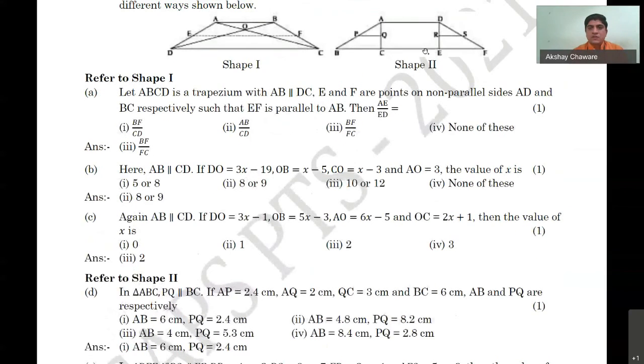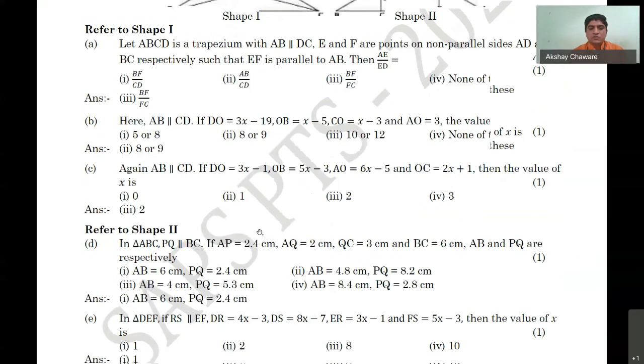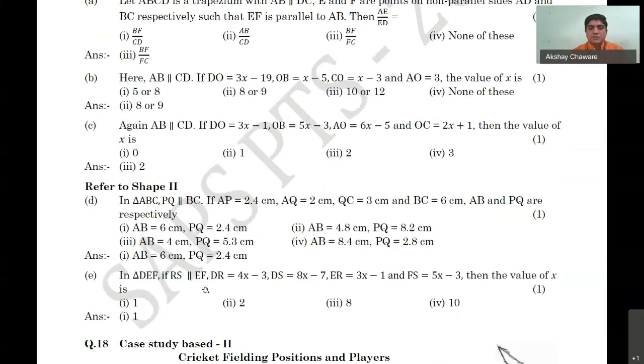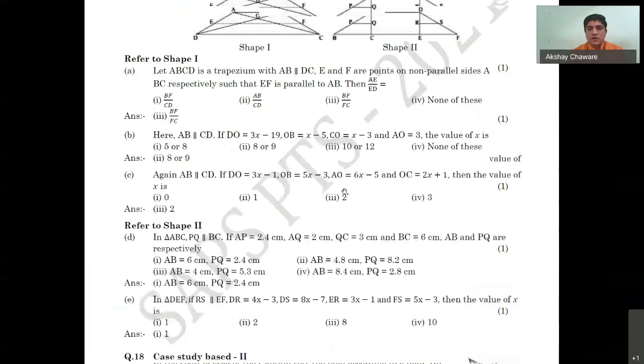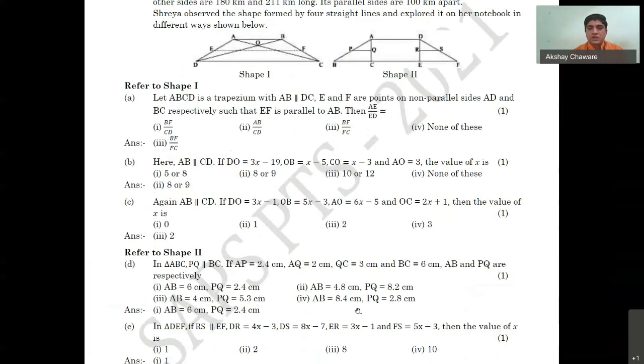Now in triangle DEF, according to the next question, RS is parallel to EF, DR is equal to 4x minus 3, DS is equal to 8x minus 7, ER is equal to 3x minus 1, and FS is equal to 5x minus 3. So again these dimensions are given. Find the value of x.